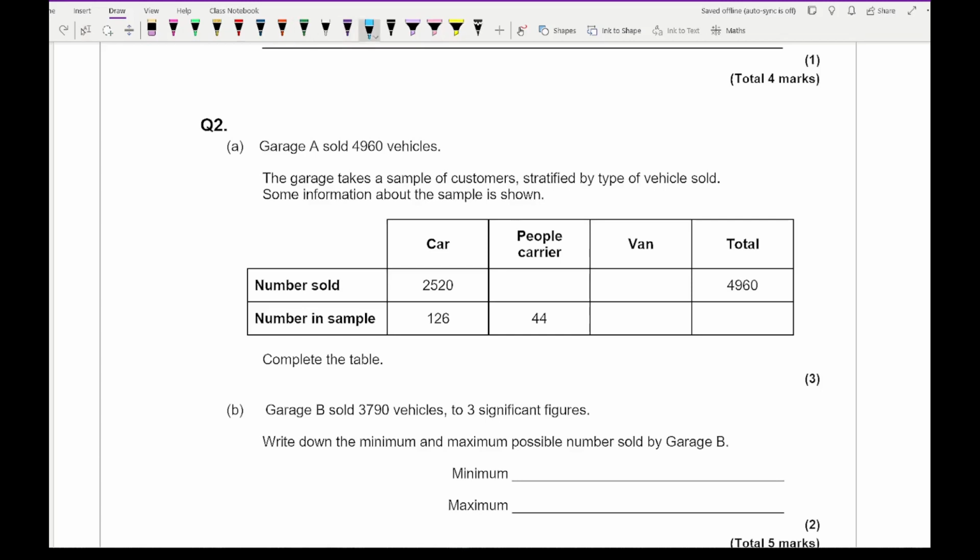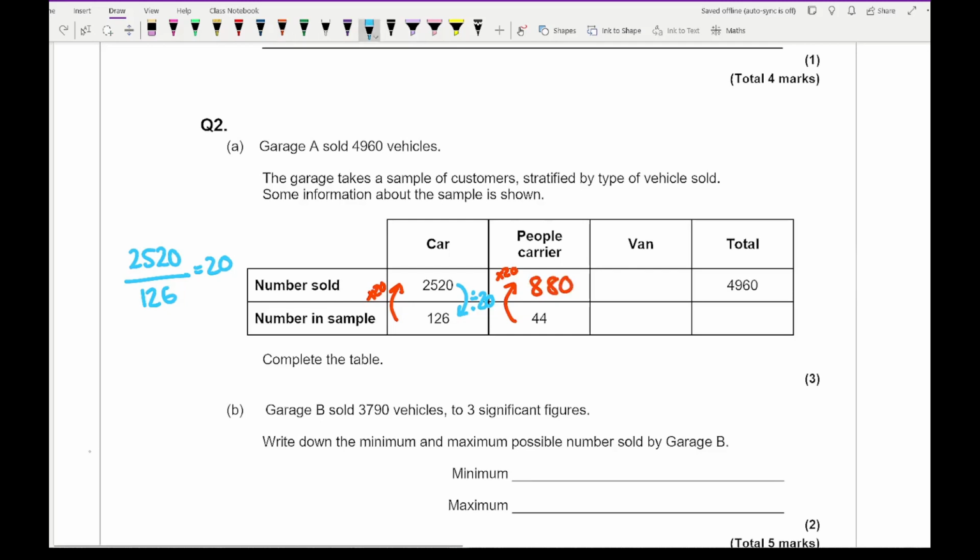So first things first, what we need to do is work out how much of the total number is being selected for the sample. So for this, if I do 2520 divided by 126, I get that it's 20. So to get from here to here, I need to divide by 20, which therefore means that if I want to go in the opposite direction, I need to multiply by 20. So for example, for the people carriers, I need to multiply 44 by 20, which gives me 880.